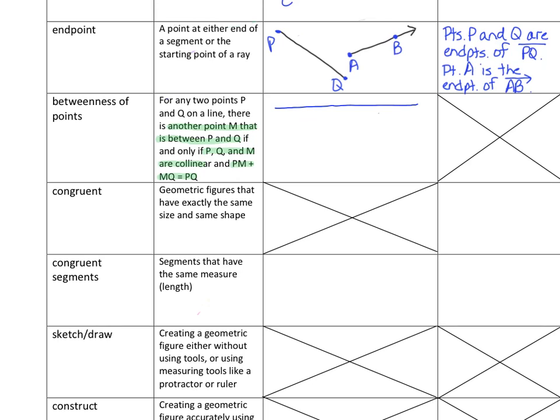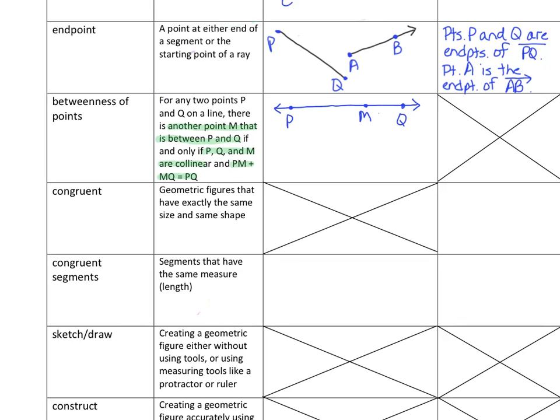So I'm going to draw a line, and it is a line, so I'm going to put my arrows on the end of it. Now, I've got two points, so I'm going to put my point P here and my point Q here. So the first part that I highlighted is that M is between P and Q. It doesn't say where, and so I'm just going to put it right here. And now let's talk about that PM plus MQ equals PQ. All right, so what I've done here is I've essentially taken this line and I now have line segments on it.